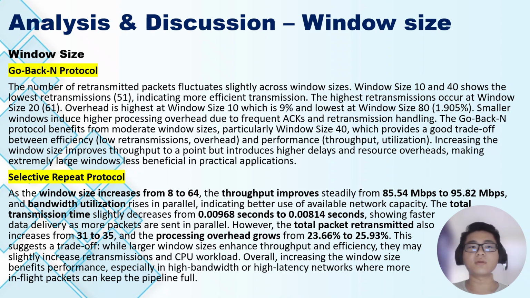Next is the selective repeat protocol. As the window size increases from 8 to 64, the throughput improves steadily from 85.54 Mbps to 95.82 Mbps, and bandwidth utilization rises in parallel, indicating better use of available network capacity. The total transmission time slightly decreases from 0.00968 seconds to 0.00814 seconds, showing faster data delivery as more packets are sent in parallel.